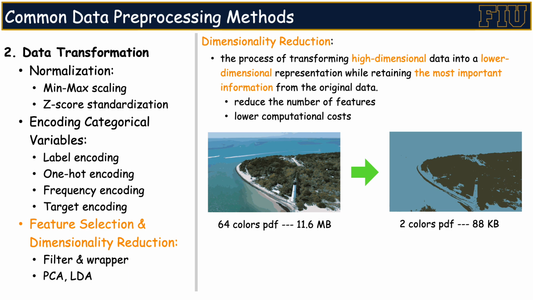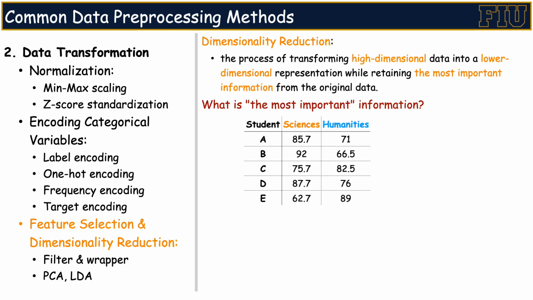Dimensionality reduction is one of the most common tasks in data preprocessing, and it involves a variety of techniques. Today, we'll just mention 2 common methods, especially principal component analysis, or PCA. Now, let's use a smaller example to understand what we mean by the most important information in a dataset. This time, we'll work with a dataset that has 2 features, the science and humanities scores for 5 students. If we could only choose one feature to predict or classify student performance, we'd want to pick the one that gives us the most clear and consistent information about their abilities.